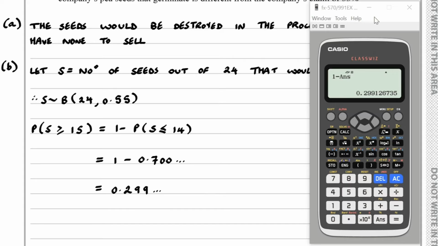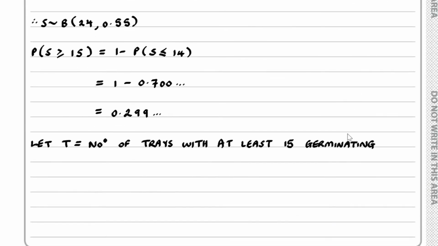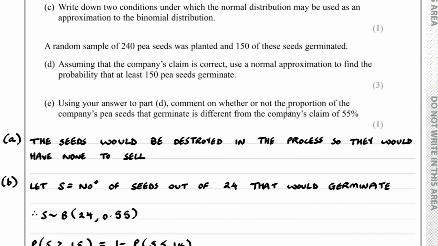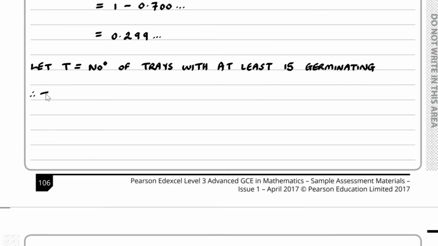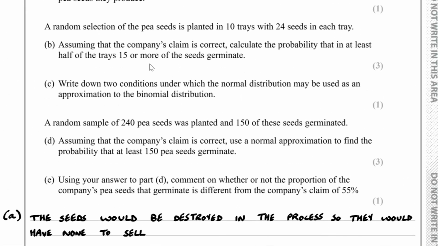So, how does this help us? Well, what we'll do now, we'll let T equal the number of trays with at least 15 germinating. So we've got here a binomial distribution with parameters 10, we've got 10 trays, and probability that we have at least 15 germinating, that's 0.299, etc. And what we are looking for is us having more than half of the trays.